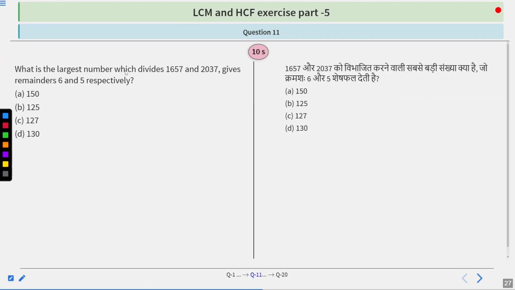What is the largest number which divides 1657 and 2037, giving remainders 6 and 5 respectively? And options are 150, 125, 127 and 130. These are the options.